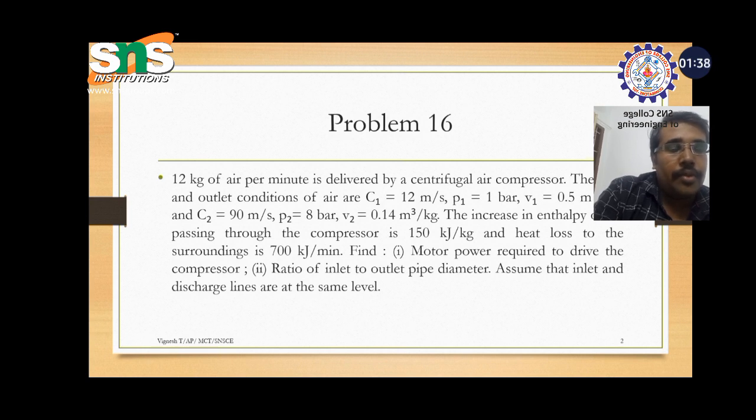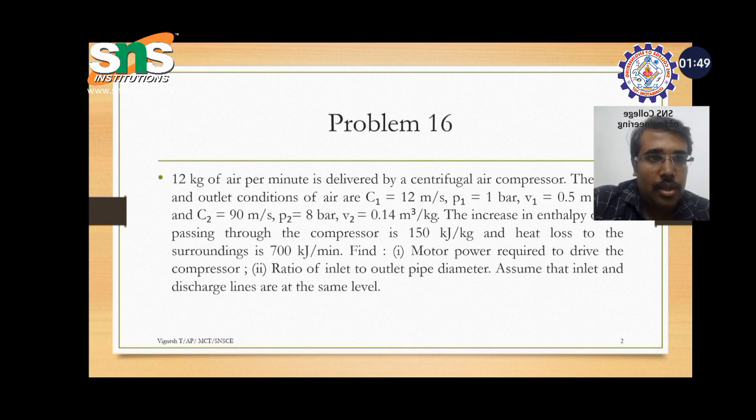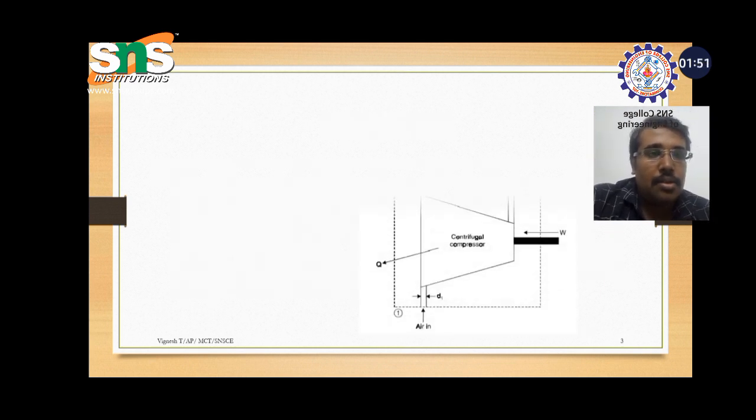Okay, so we need to find out the work done and the ratio of inlet to outlet pipe diameter. Assume that inlet and discharge lines are at the same level. Okay, so this you need to find out in the calculation. So write down the given data.